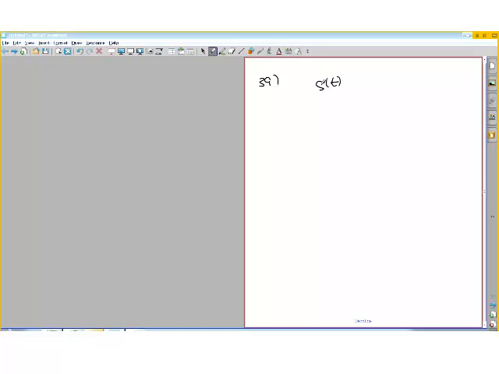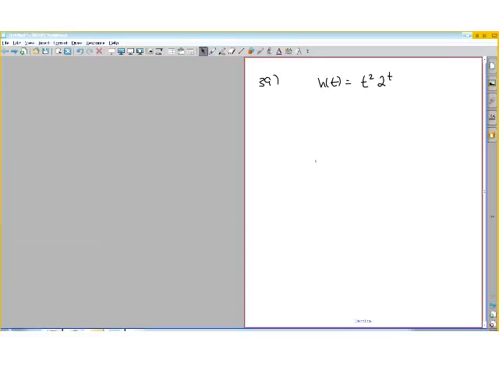So g of t is equal to t squared times 2 to the t. So we have two functions. And I'm going to redefine this as h, just so we can use f and g for the different parts of the product. Okay, let's make sure I was doing it right. So let's call f of t equals t squared. G of t is equal to 2 to the t.